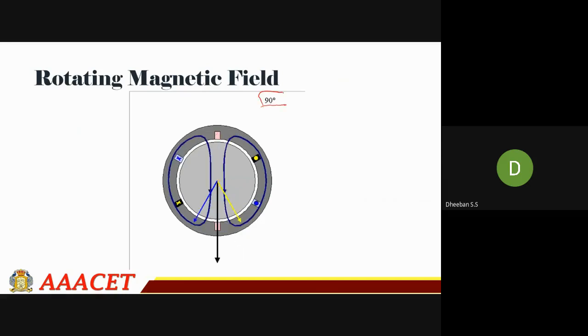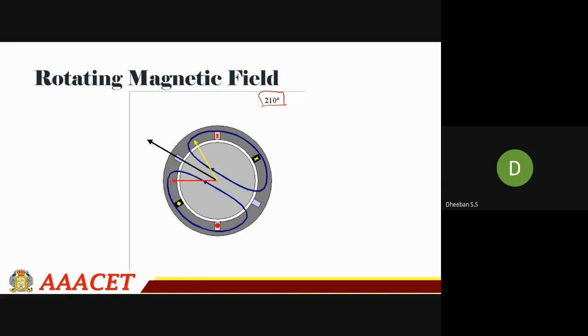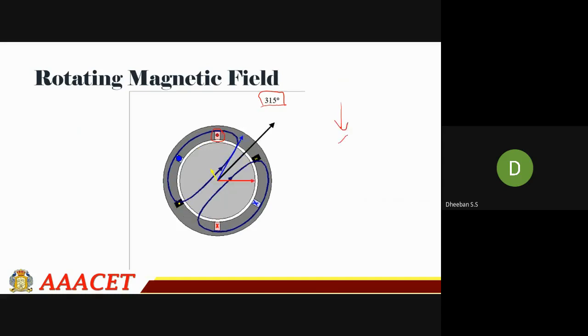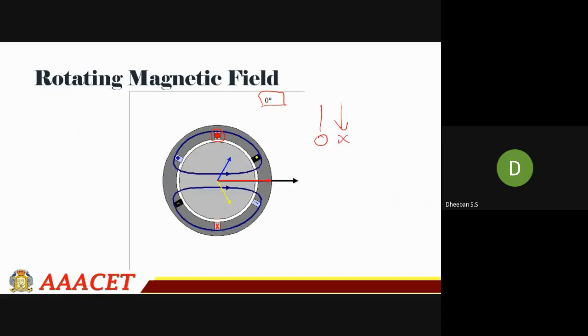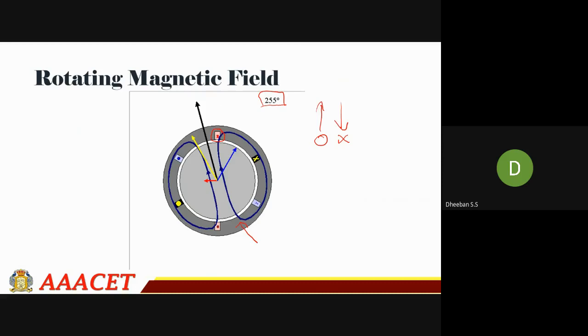Here you can see the variation in degree, and this is what the RYB phase looks like. Here X represents that the magnetic field is going into the plane, and at the same time O represents that the magnetic field is coming out. So from O to X it comes out, and similarly the rotating magnetic field will be formed. This is how it looks. So you have a clear idea of this.